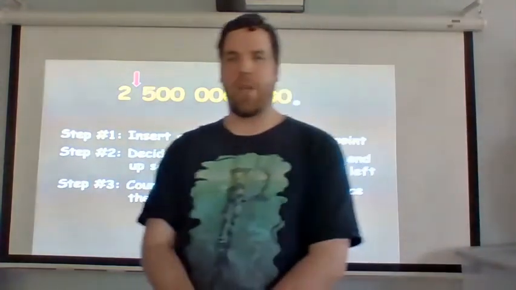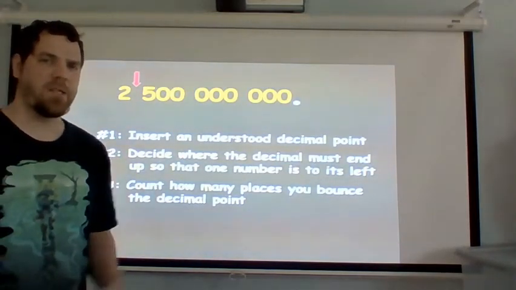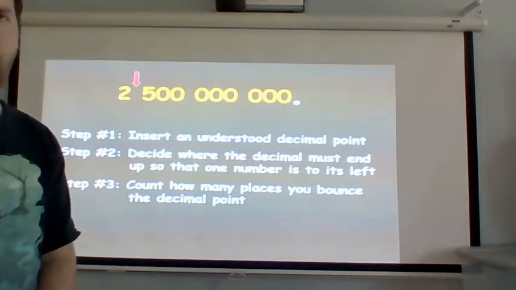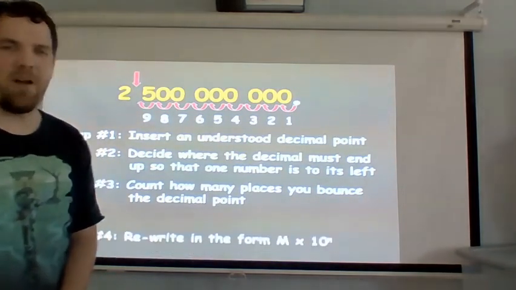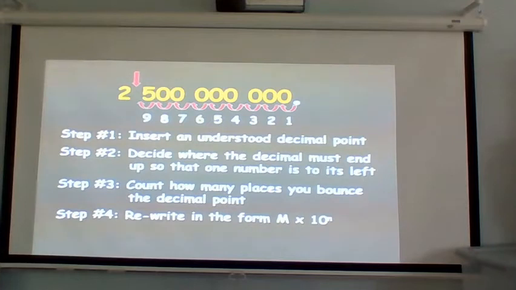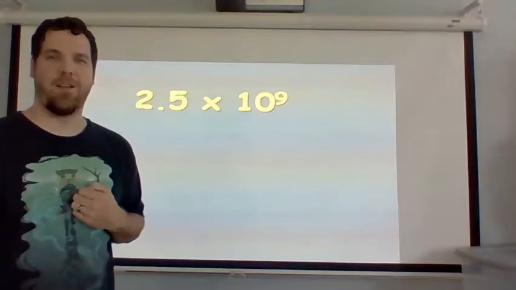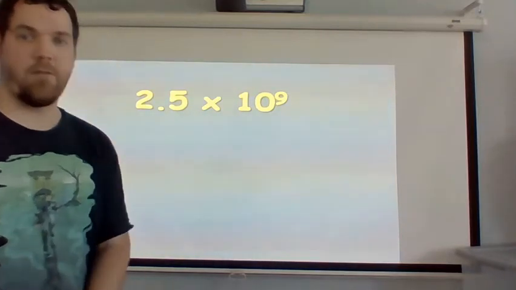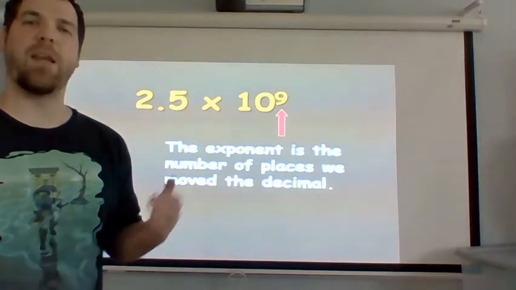Step 3 is to count how many places you bounce the decimal point, and this is your N. So we're counting how many places to get it from there to here. 1, 2, 3, 4, 5, 6, 7, 8, 9. Then all you have to do is rewrite it in the form M times 10 to the n. So the M in the example is 2.5, and you will always have a times 10, and then the n was a 9. And the 9 is a superscript which tells you how many zeros it has.